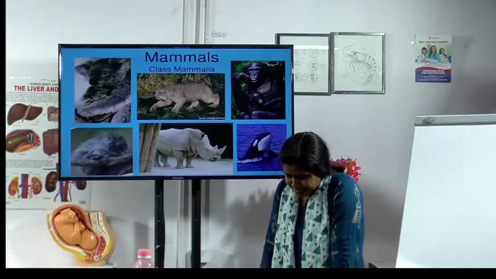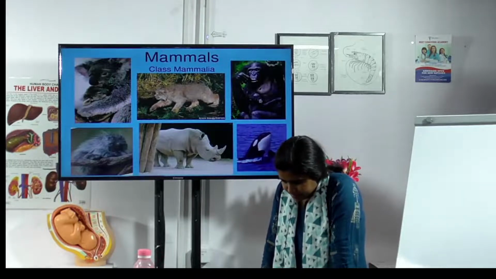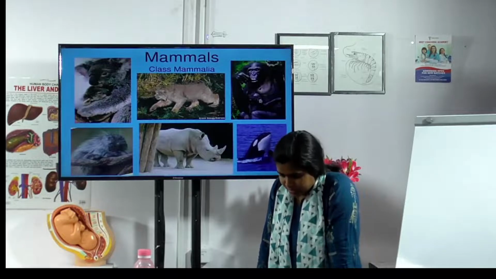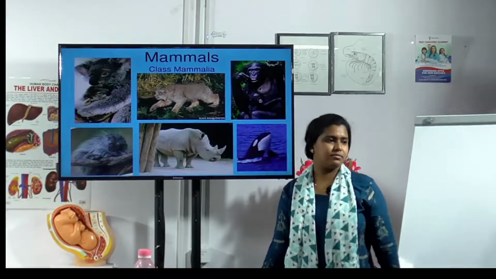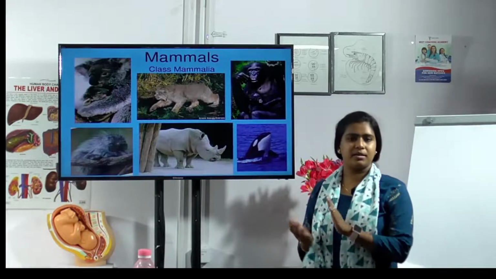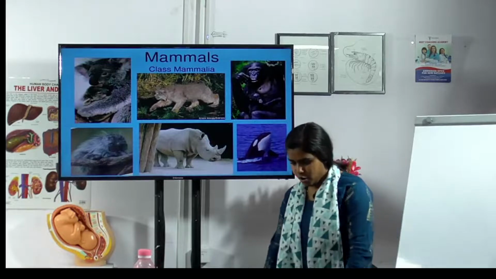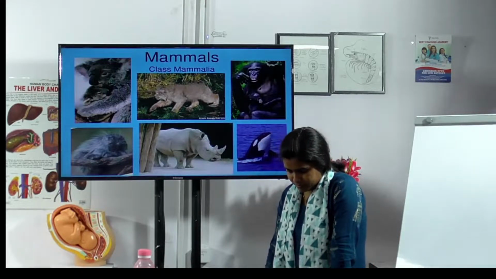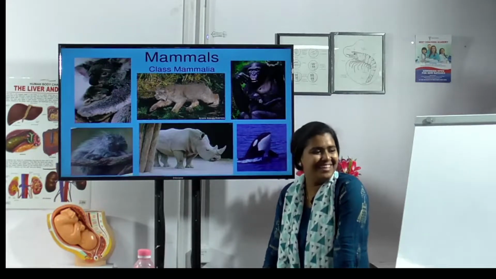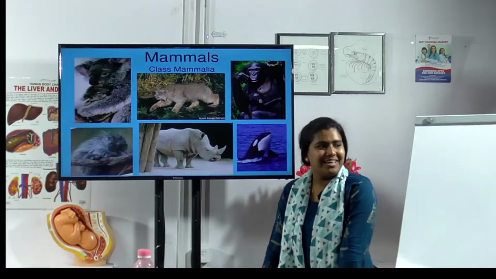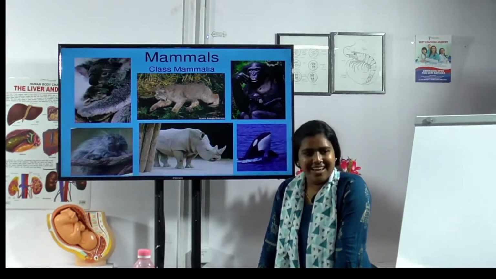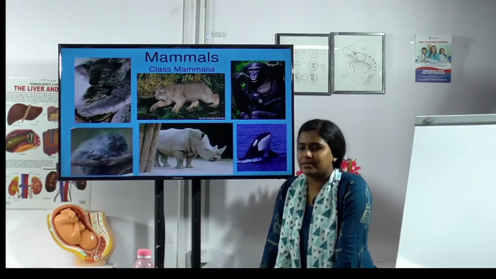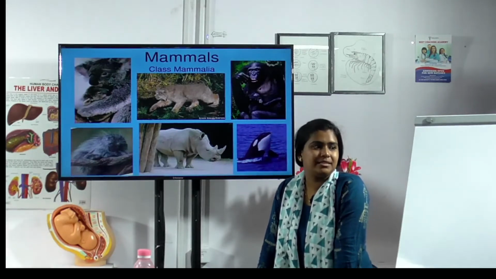Mammary glands are present. They have 12 pairs of cranial nerves, a vertebral column, and 12 pairs of ribs. And where does the embryo develop? Where does the fetus develop?